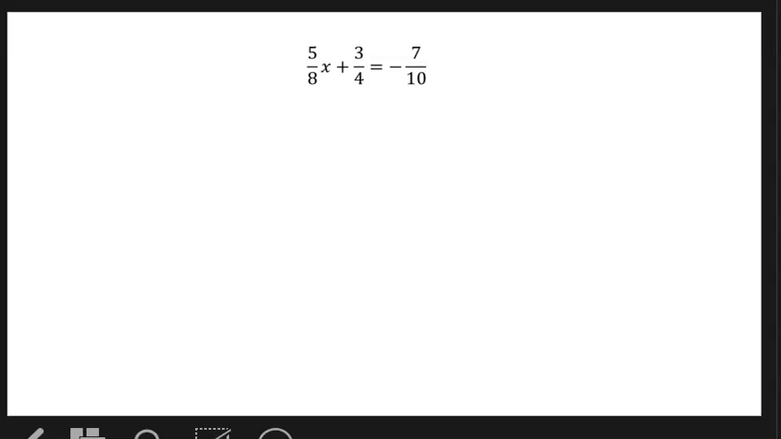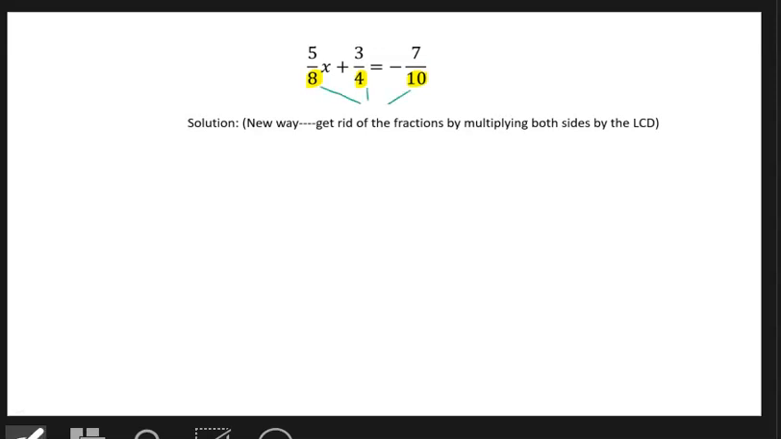Now let's look at another example. In this example, we also have a lot of fractions. So we're going to solve this by the new way. And remember that in the new way, we first focus on the denominators because we want to get rid of them. And 8, 4, and 10, we want to multiply some numbers.